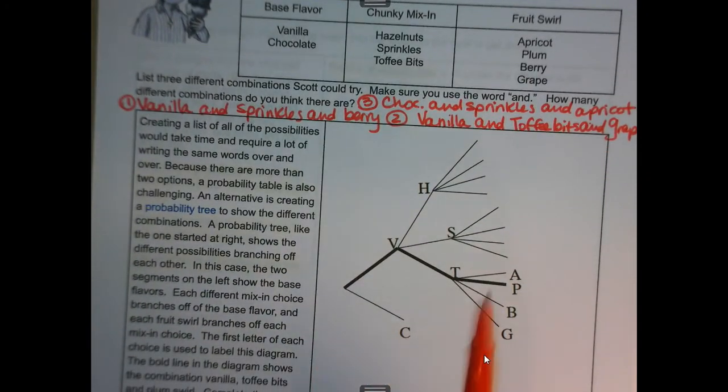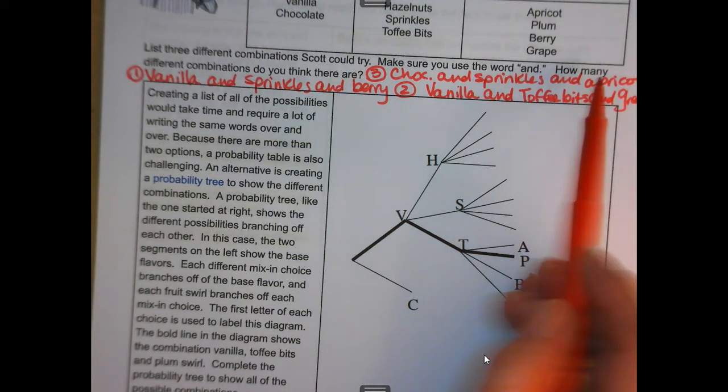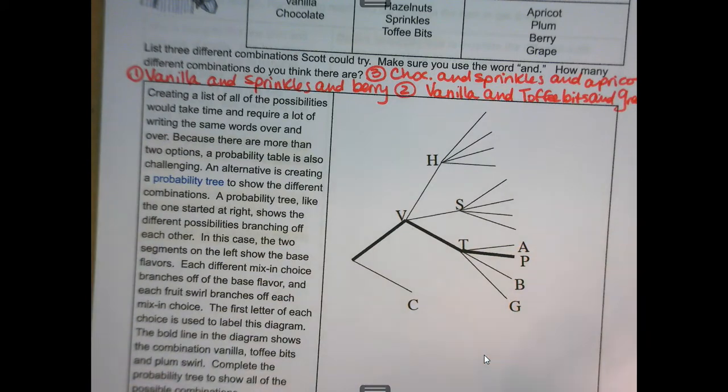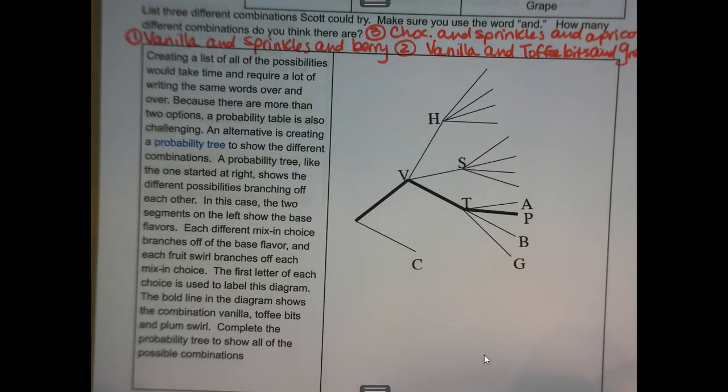All right, so I've got 3 different flavor combinations. The second part of that question asks us, how many different combinations do we think there are? Well, we could make a list, but that would take a lot of time and require a lot of writing the same words over and over. Because there are more than 2 options, a probability table is also challenging. An alternative is creating a probability tree to show the different combinations. A probability tree like the one started at right shows the different possibilities branching off each other.